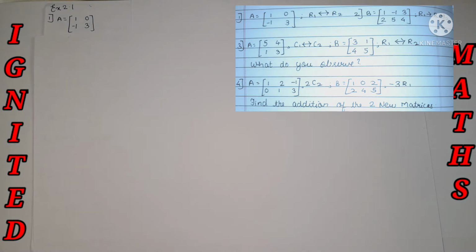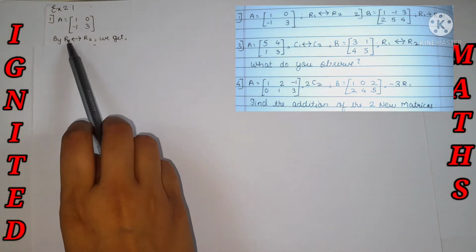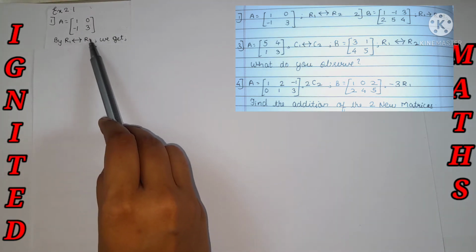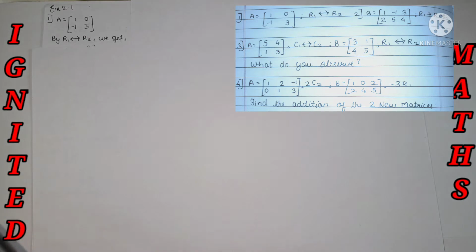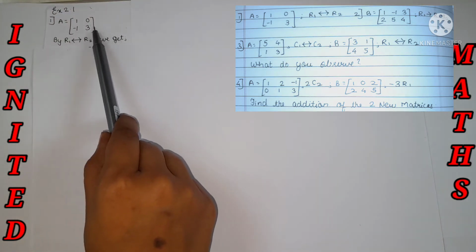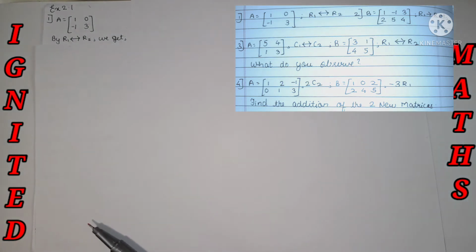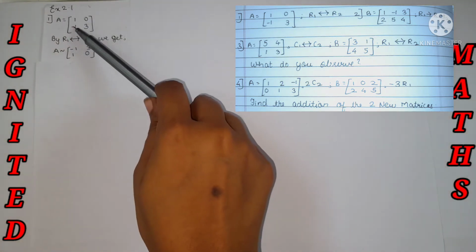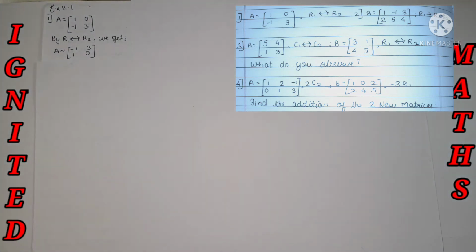They have given a certain operation that we need to do: R1 interchanged with R2 and R2 interchanged with R1. That means my row 1 will be interchanged with row 2 and row 2 will be interchanged with row 1. So this is my row 1 and this is my row 2. Just interchange them. So it's nothing but minus 1, 3 and 1, 0. I have interchanged row 1 with row 2. This was the first question asked.